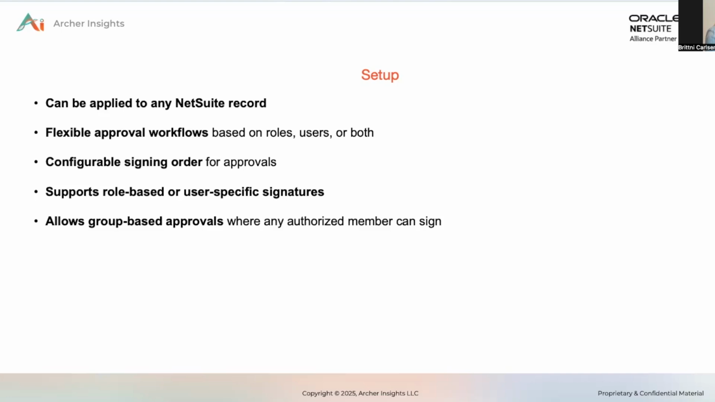The setup of the 21 CFR Part 11 solution in NetSuite: it can be added to virtually any record in NetSuite. So any record that you require a 21 CFR Part 11 signature on, we can add it to that record inside of NetSuite itself. An approval order for who needs to sign for the approval can be configured by roles, users, or a combination of both. The record can be configured to require a specific role or user to sign, or a group of roles or users can be set so that anyone within that group has signing authority for that step.